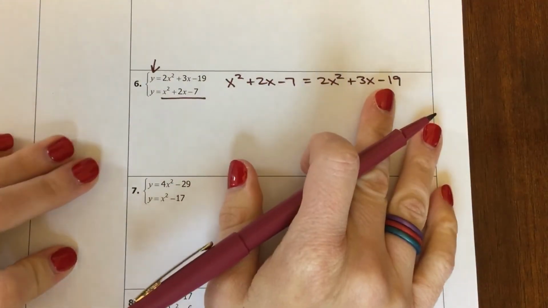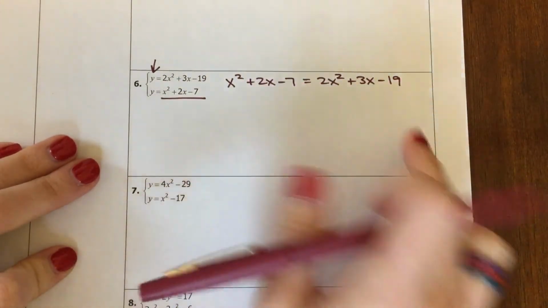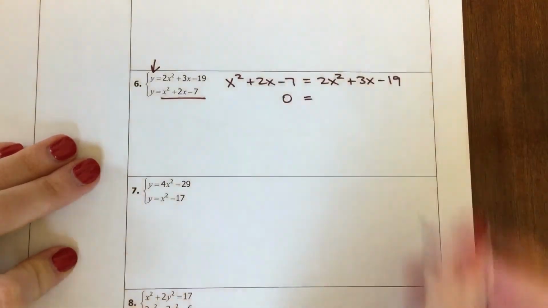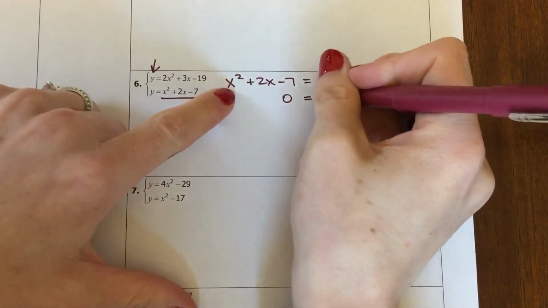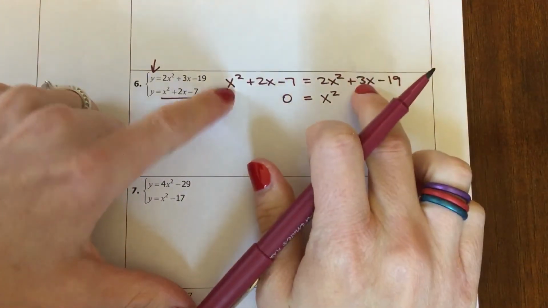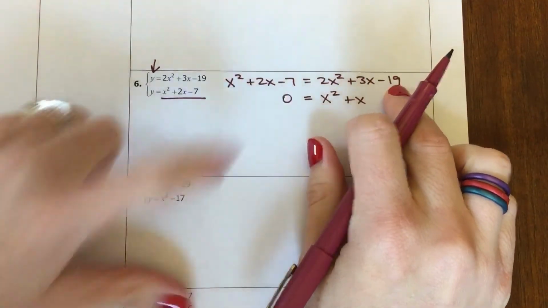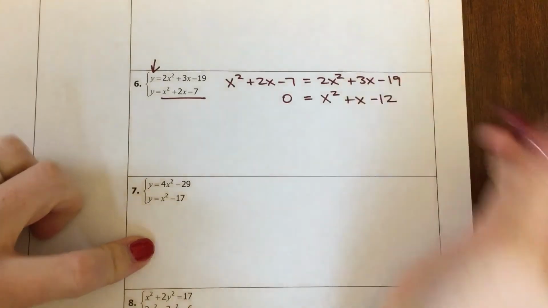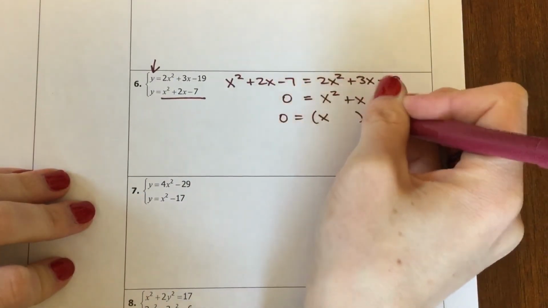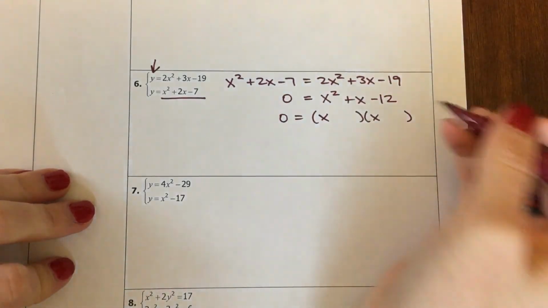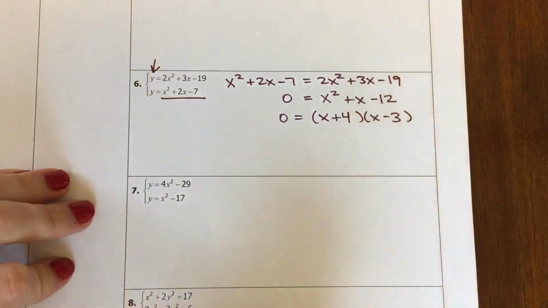We have quadratics, which means we're going to get everything to one side and solve by factoring. So let's subtract all this stuff over to the right. So I'm going to move everything from the left. 2x squared minus x squared is an x squared. 3x minus 2x is an x. And negative 19 plus 7 would be negative 12. So pretty straightforward factoring here. x squared would be x times x. And I'm multiplying to a negative 12, adding to a positive 1. So that would be 4 and negative 3.